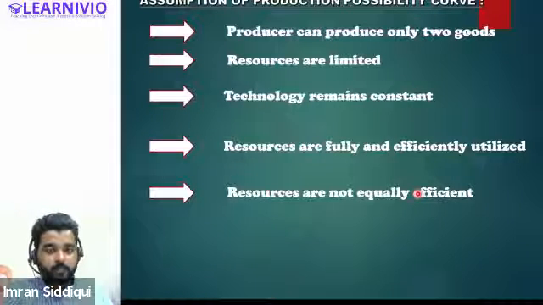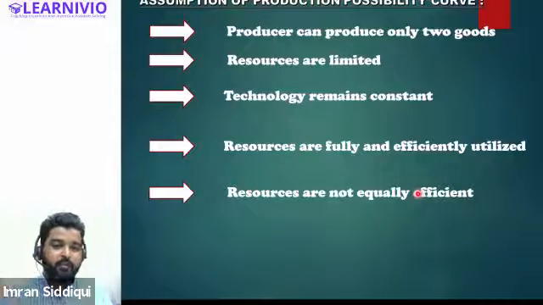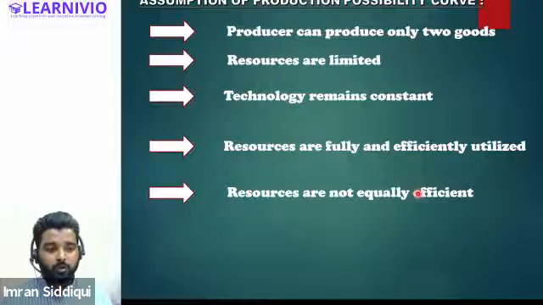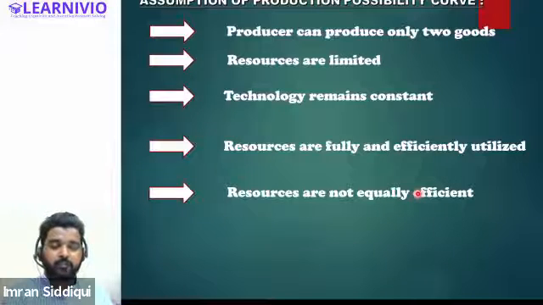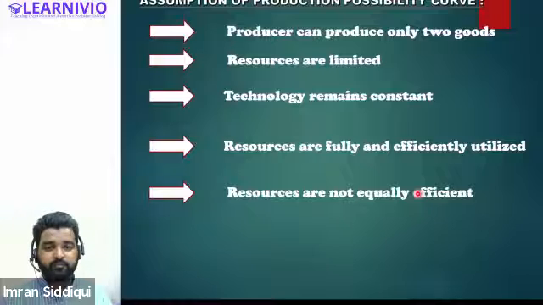Answer is no. If we move the labor from the production of laptops to the production of mobile phones, his productivity or his efficiency will decline, because he was an expert in the production of laptops. When he is moved to the production of mobile phones, he will be less efficient, less productive. You're getting my point? So what I want to say here is that while drawing the production possibility curve, we assume that resources are not equally efficient.